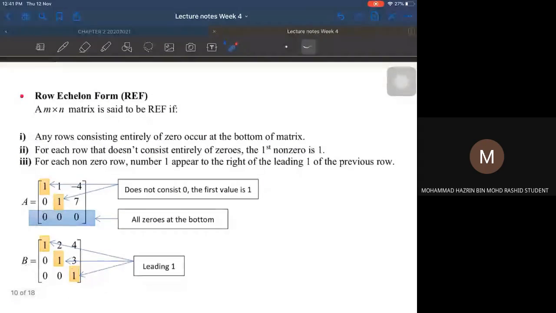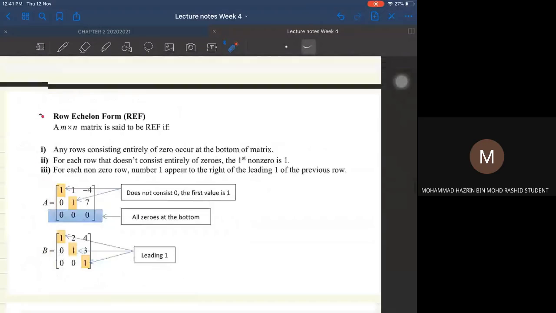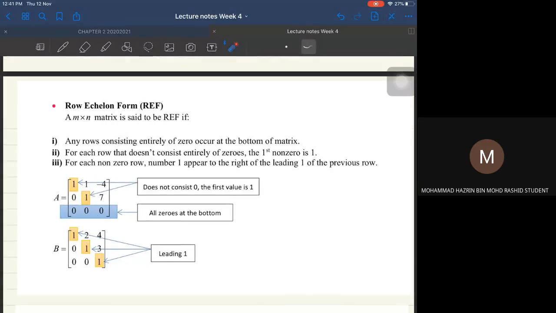This is the most difficult among the types of matrices: REF, row echelon form. A matrix is said to be REF if it fulfils these 3 conditions. The first condition: any rows consisting entirely of 0 occur at the bottom of the matrix. If a row has all zeros, it must be at the very bottom. That is the first condition.